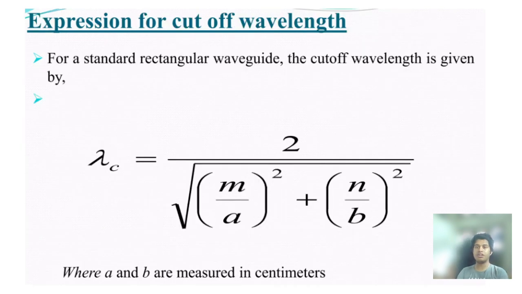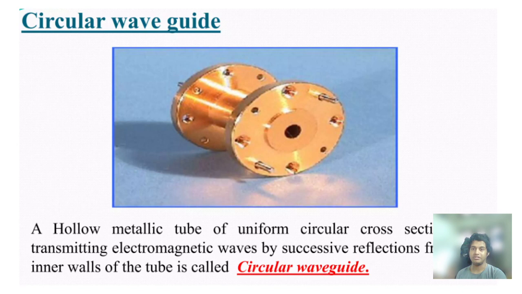Now, the expression for cutoff wavelength. The standard expression for a waveguide cutoff is given by the following equation as shown here, where A and B are measured in centimeters.